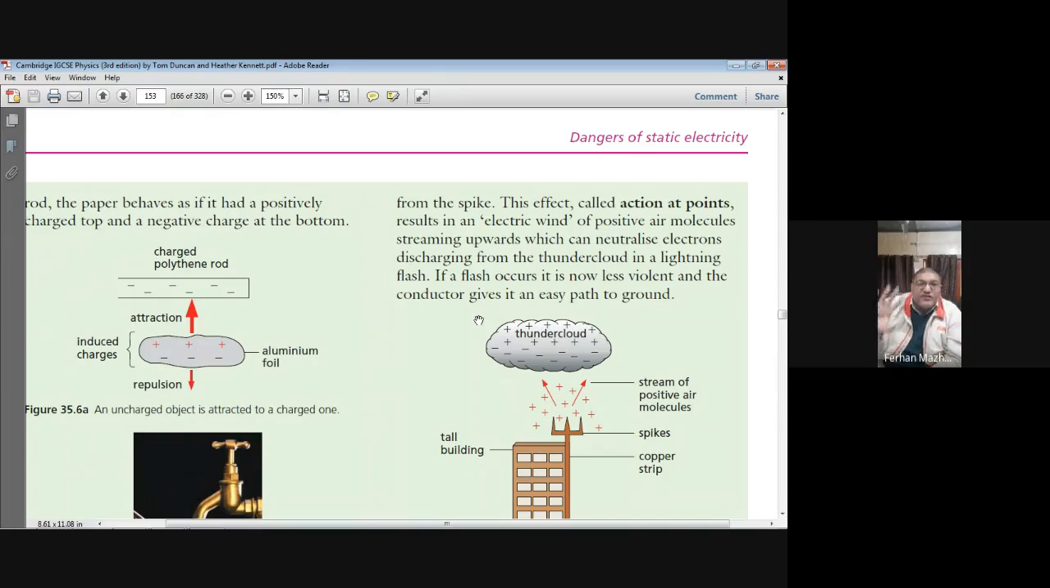Another very important thing which I did not mention during my discussion is that when the air molecules around these spikes become positive, they will repel each other. So they will move upward and neutralize some of the cloud. So the lightning will no more be that violent. If the lightning strikes the building anyway, it will strike the spikes, and through the spikes the electricity will go through the copper strip into the ground.